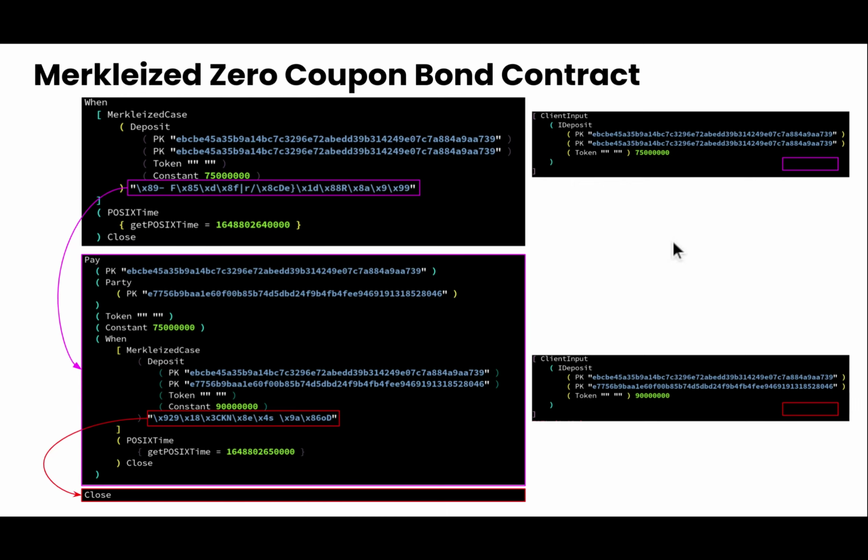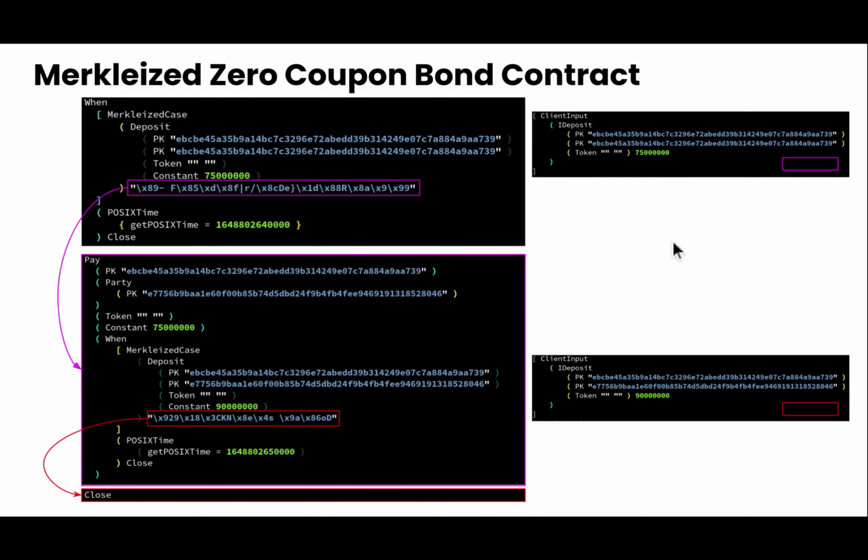In the example of the zero coupon bond, we have changed the first case in the list of cases to a Merkelized case that consists of the deposit for the lender of the 75 ADA together with the continuation hash in the purple box. The hash is the hash value of the pay contract in the purple box below.